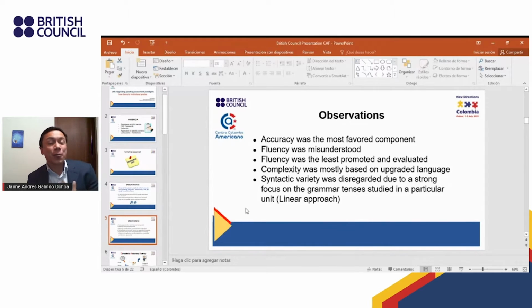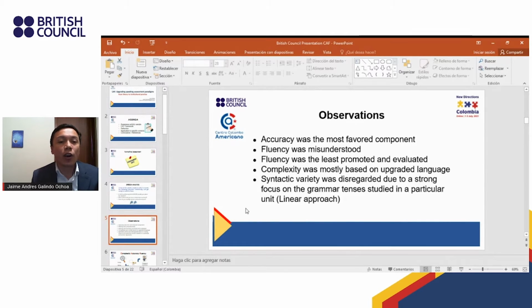So the question was: are we really favoring just grammar and focusing so much on pronunciation that we disregard other components? This is a question we should ask about our own classroom. The second finding in those observations was that fluency was misunderstood. Most of the time, it was misunderstood by the teacher or the student, sometimes as speaking fast or not speaking slow, when there are many components included in fluency. Fluency was the least promoted and evaluated feature in what teachers did in their practice.